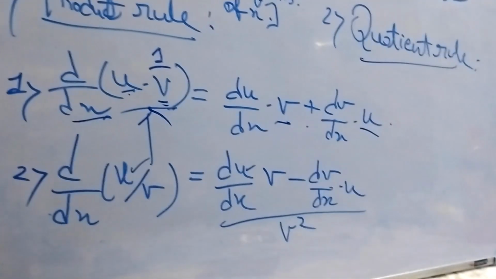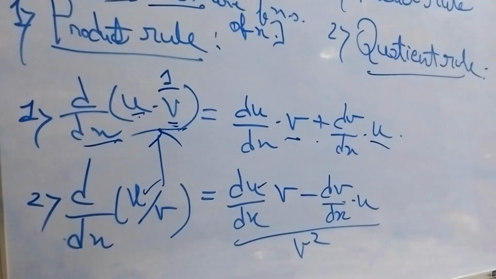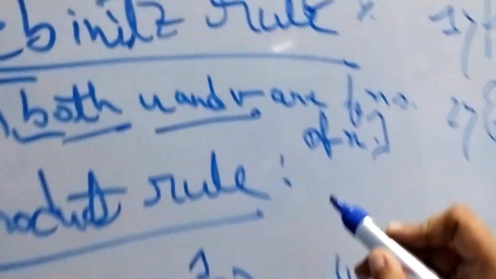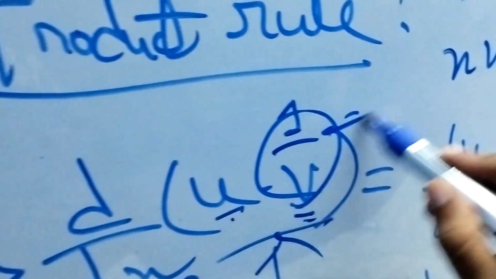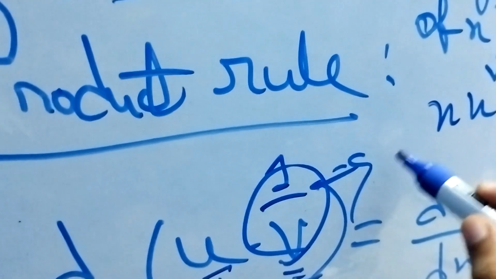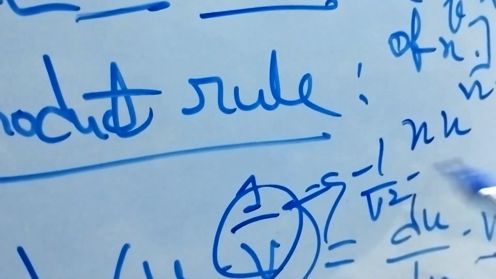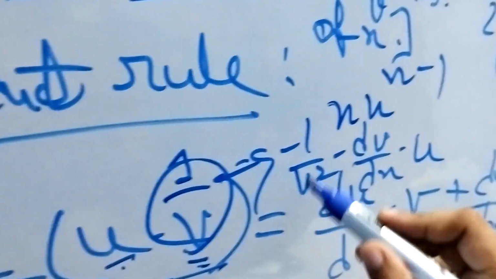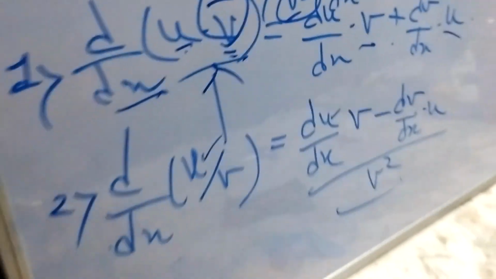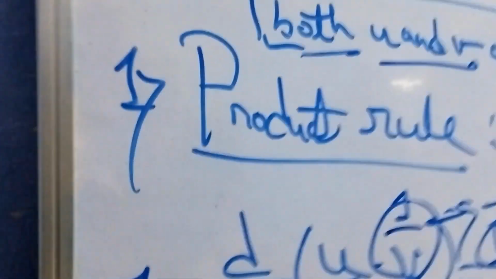You can derive it by taking into account the basic rule that I told you earlier, that the derivative of x to the power n is n x to the power n minus 1. When you do the differentiation, it will give you 1 by v square, dot du by dx, multiplied with u. And when you take this as the numerator, you will get this. I will show you that one.